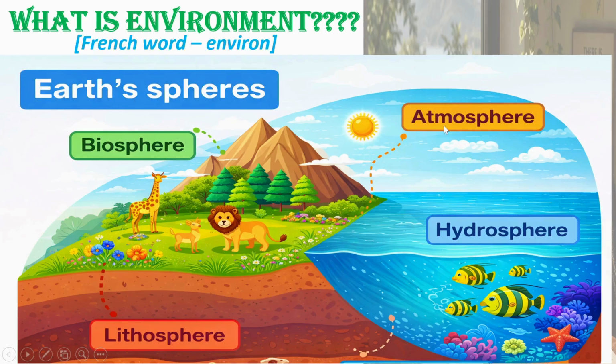Atmosphere means the layer or a space in which the gaseous components are present. It is above the Earth's surface. It extends from 10 to 15 kilometers above the Earth's surface. Main gases like nitrogen, oxygen, carbon dioxide, neon are present. And this is much required for the existence of living beings.